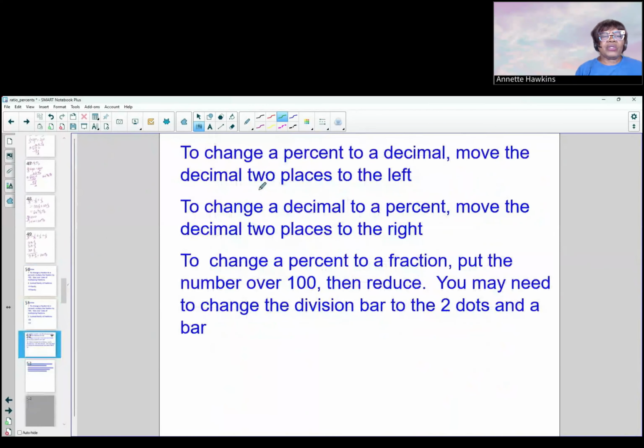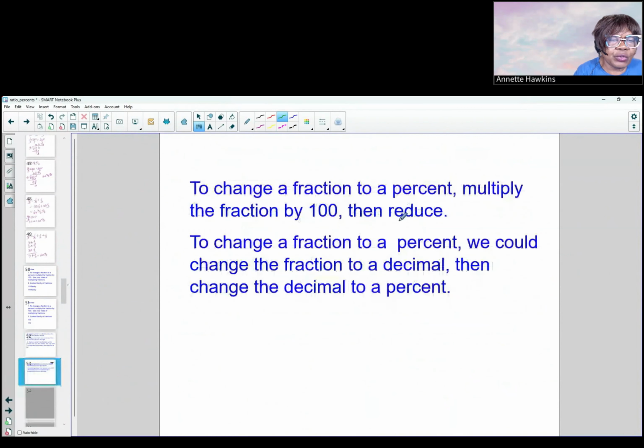To change a percent to a decimal, move the decimal 2 places to the left. To change a decimal to a percent, move the decimal 2 places to the right. Okay. To change a percent to a fraction, put the number over 100, then reduce. You may need to change the division bar to the 2 dots in a bar. To change a fraction to a percent, multiply the fraction by 100, then reduce. To change a fraction to a percent, we could change the fraction to a decimal and then change the decimal to a percent. So that's interchanging fractions, decimals, and percents. Okay.